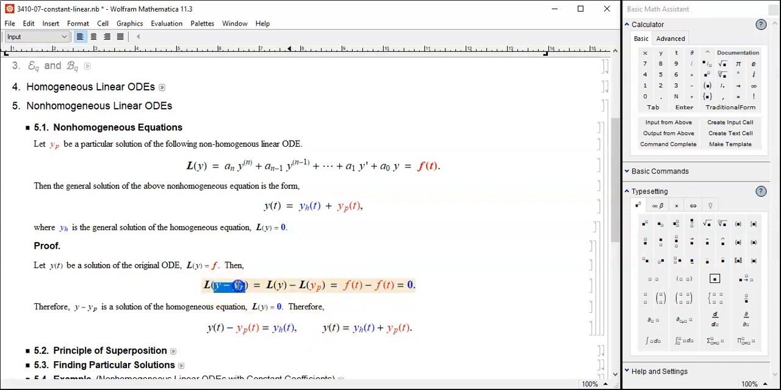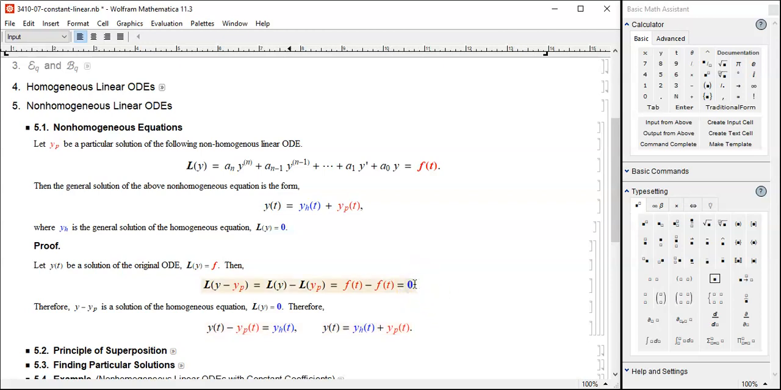If L of something is equal to 0, then that something is a solution of the homogeneous equation. The solution of the homogeneous equation L of y is 0 has the general solution YH. So whenever you have L of something equal to 0, that something is YH. Consequently, we have y minus yp is YH. So flip this yp over to the other side. Voila, we have what we want. y of t is YH plus yp.